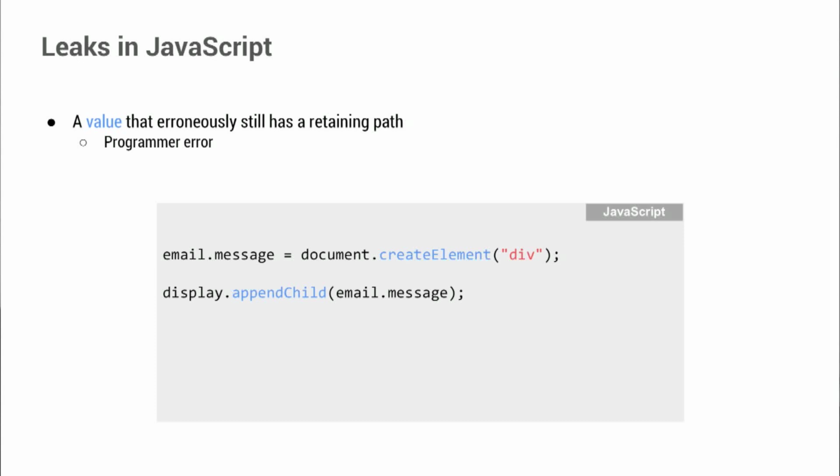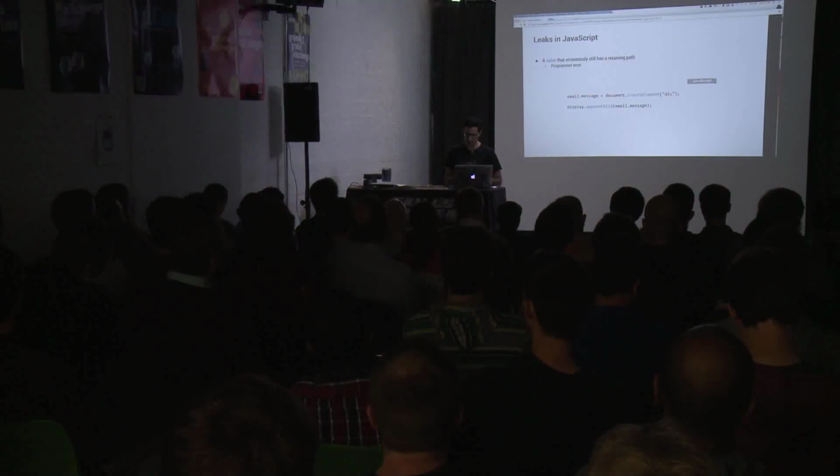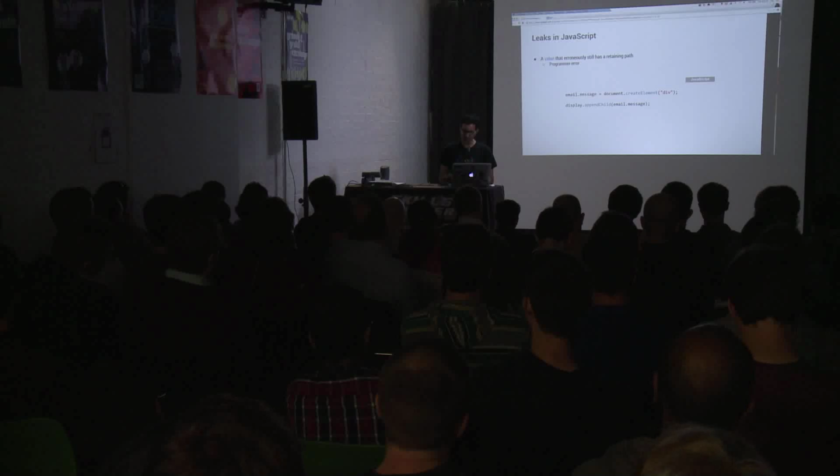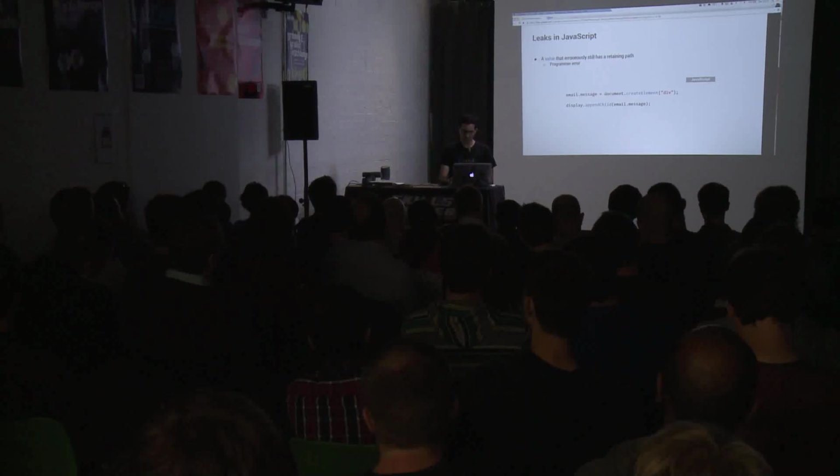A value that erroneously still has a retaining path is something we need to be concerned about. You might think that the value has no path starting from the root node getting to it, and that it'll be collected on the next round of garbage collection. But you'll occasionally end up accidentally leaving a retaining path. And so you end up with the situation of having a memory leak.